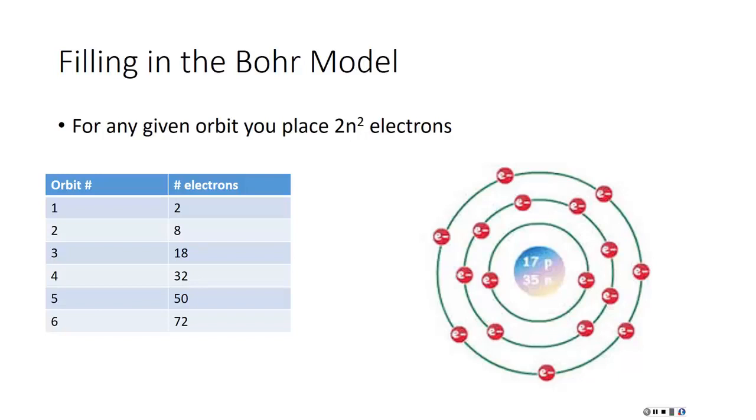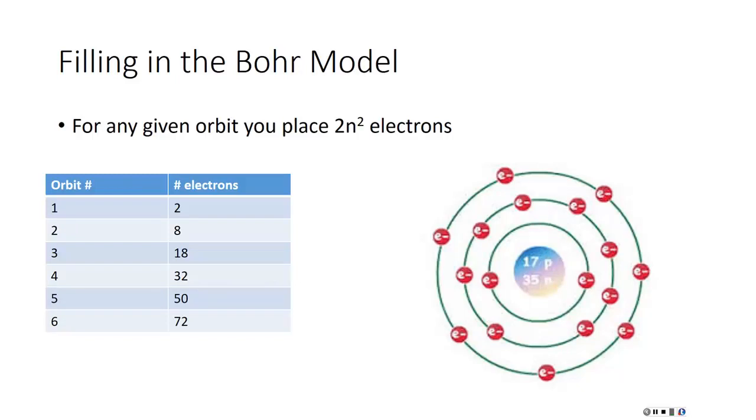And the third orbit, it can hold up to 18. So that means we're going to put 8 in there as well. And that's going to be a sulfur 2-. All right, does everyone agree with that?